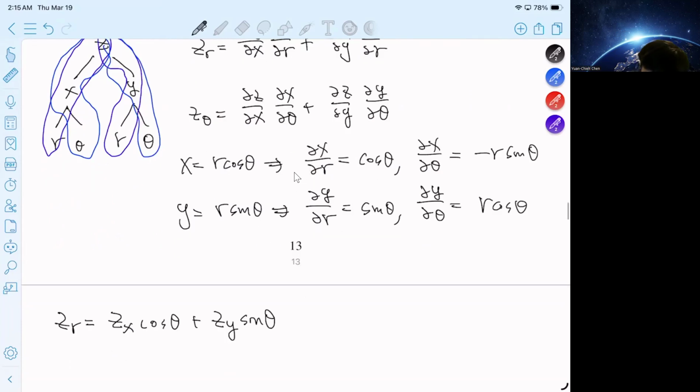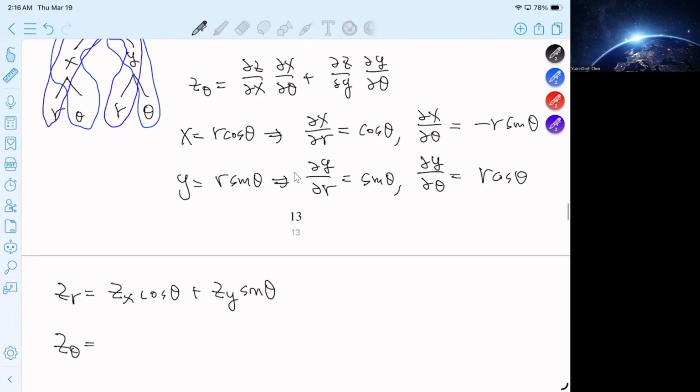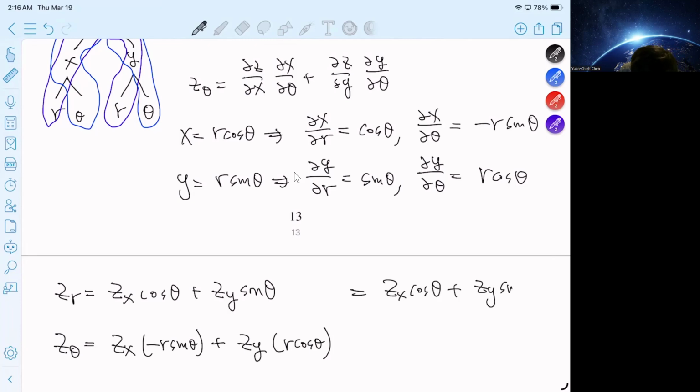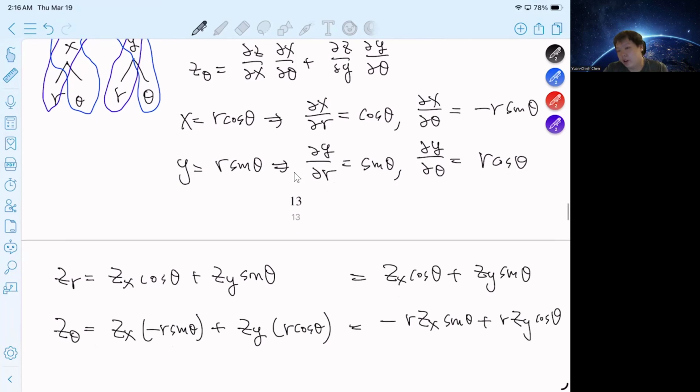So similarly, we have Z theta. Z theta will just be Zx times partial x partial theta, which is negative R sine theta, plus Zy times Y theta, which is R cosine theta. So this will be Zx cosine theta plus Zy sine theta for Zr, and negative R Zx sine theta plus R Zy cosine theta for Z theta. So that's the answer. So basically just general.